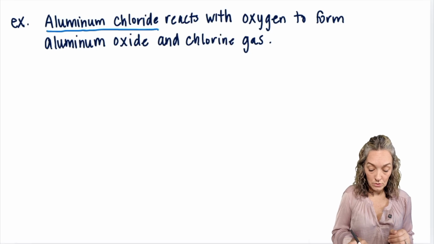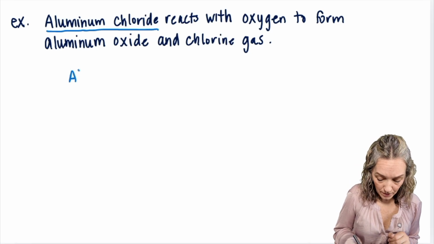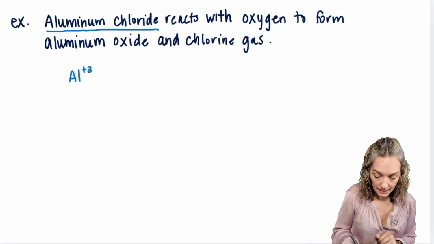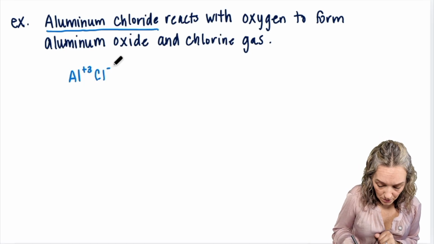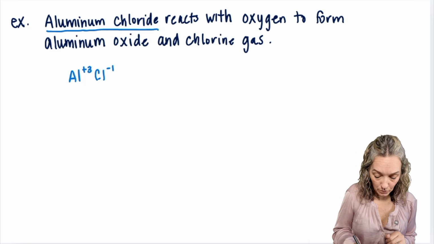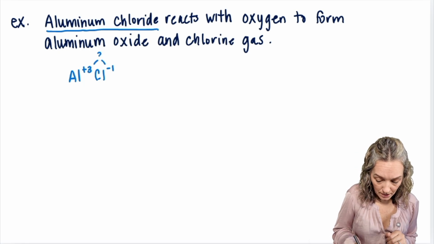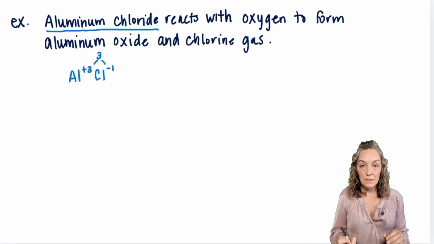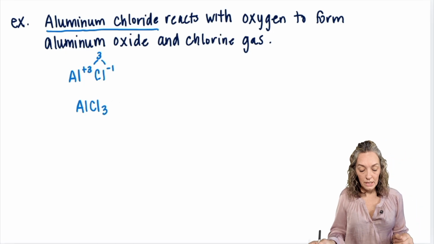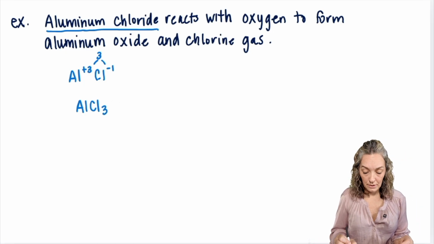So I am going to write the symbol and write the charge. Aluminum is a metal and chlorine is a nonmetal, meaning it's an ionic compound. So we know that aluminum is +3 and chlorine is -1. The lowest common multiple between them is 3. So in order for aluminum and chlorine to be stable together, we need AlCl3.